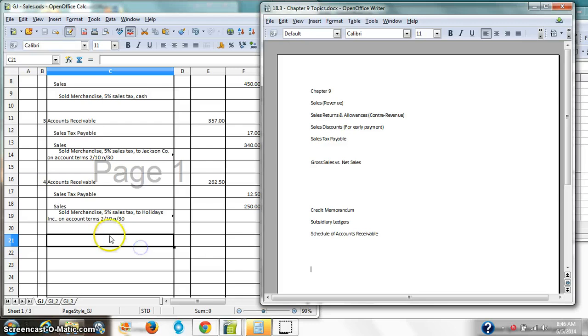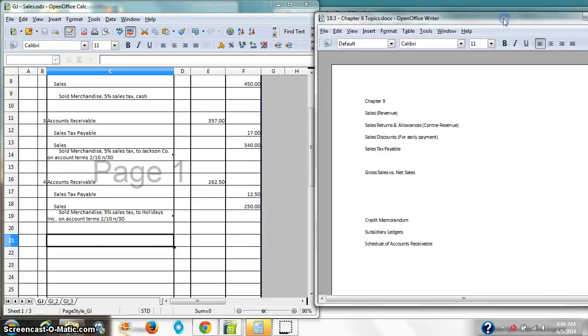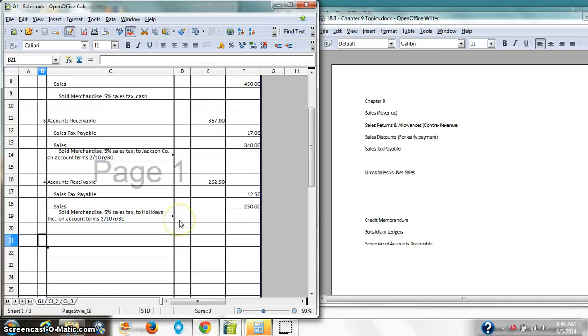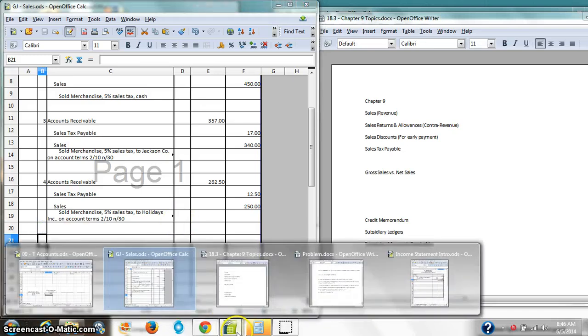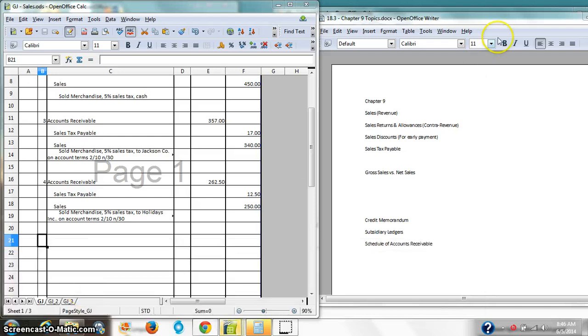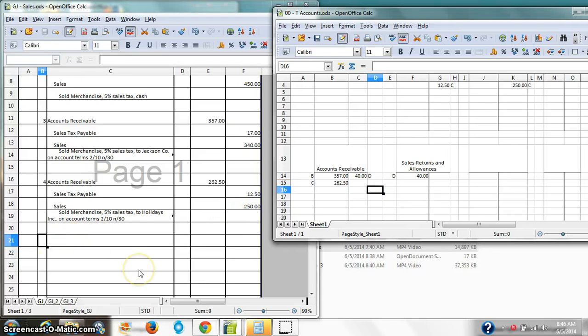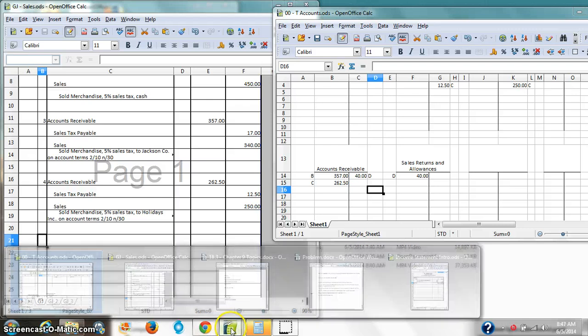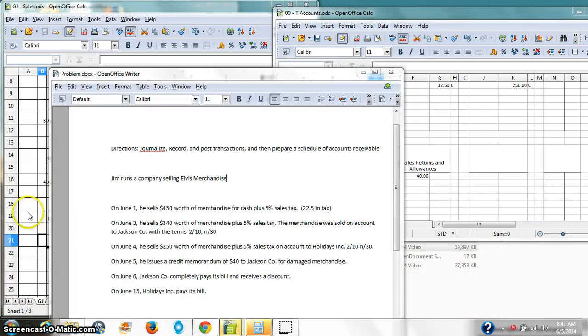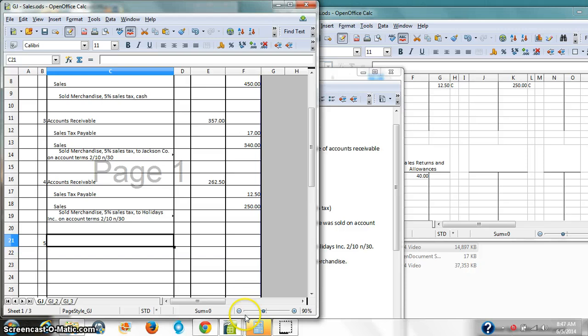And so now I need to go ahead and record this on the general journal. Find the T accounts once again. My debit is going to be sales returns and allowances. This is, I believe, on the 5th. Yep, there it is, on the 5th. This is the account I'm debiting. I'm debiting it for $40. And then my credit is going to be to accounts receivable, also for $40.